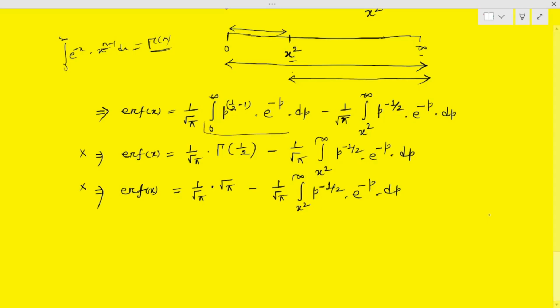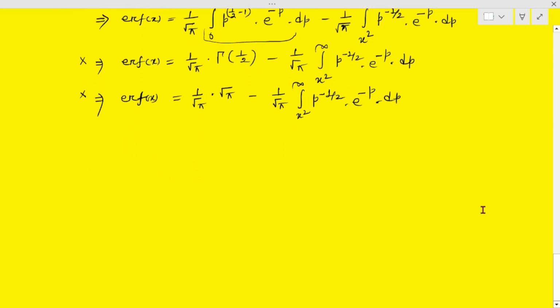This integral value is your root pi, gamma half is root pi, and root pi got cancelled, and you can get this one. That implies these 2 steps are not required for your exam. Okay, error function equal to 1 minus 1 by root pi, these 2 steps you just omit in your exam, p to the power 1 by 2 minus 1 by 2 e to the power minus p dp. Now we are going to evaluate this integral.